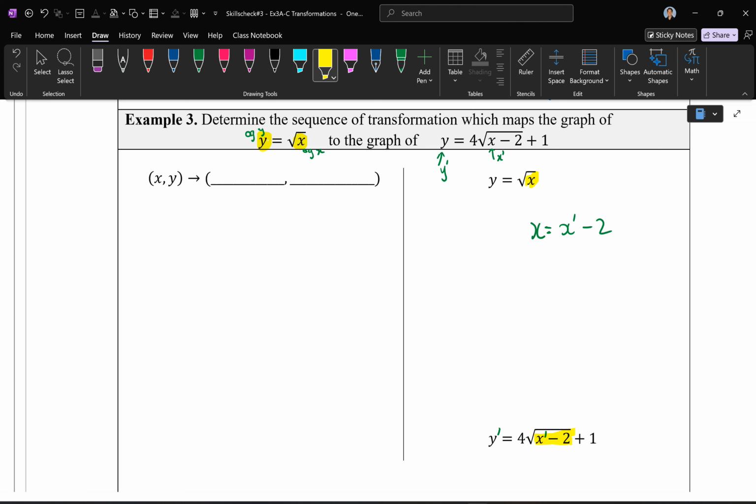You see what I'm doing? So I'm just looking at the original function. Doesn't matter about the square root. They both have to have the square root. It's what I'm replacing the X. Original X is being replaced with X dash minus 2. So I say original X must equal new X minus 2.